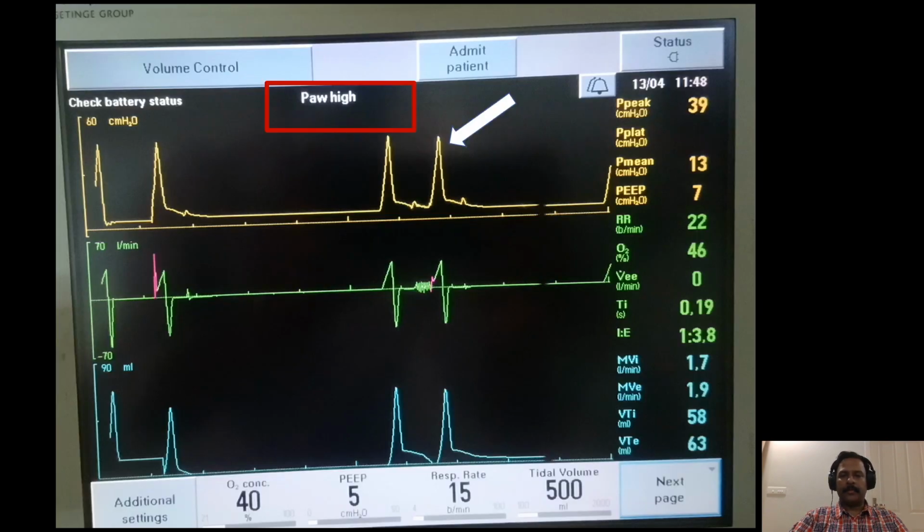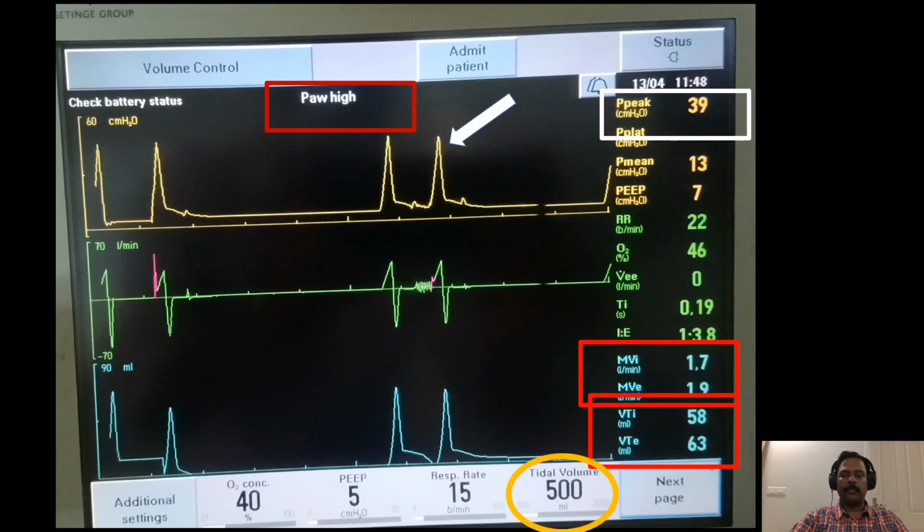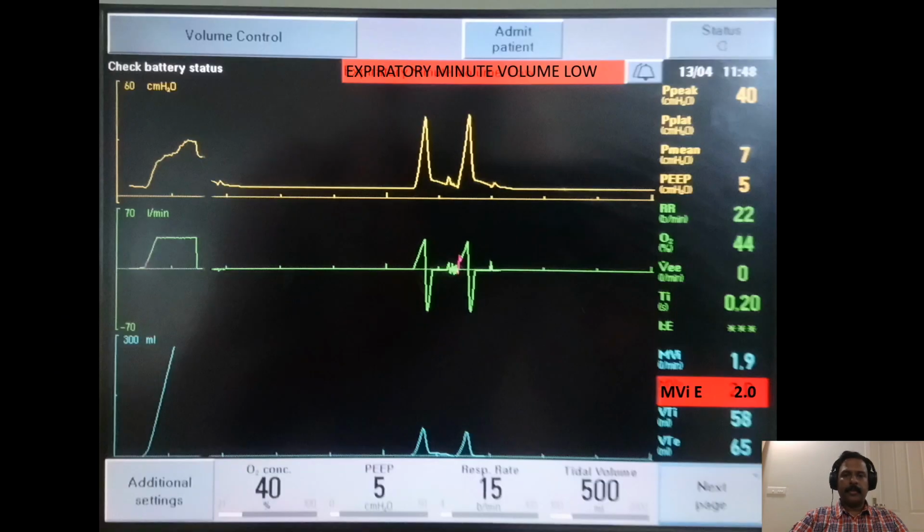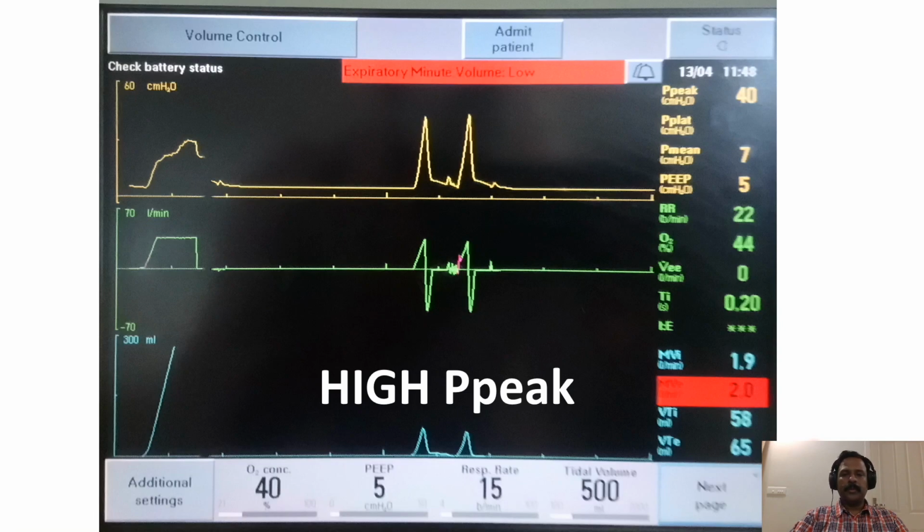So high airway pressure, change in the spike of the graph, high peak pressure. Most importantly, you will be having very low tidal volume despite setting a tidal volume of 500. And after some time, probably you will be getting one more alarm, the same scenario, saying that you will be having expiratory minute volume low. So here the minute volume is also low, and you can see the tidal volume is also low. So this is an alarm showing high peak pressure.